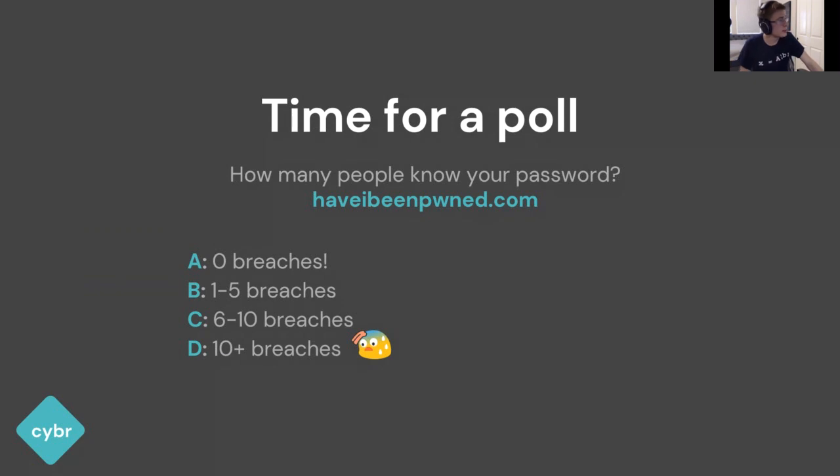So I'm going to go ahead and end polling. The results are as follows. There are 4 people who have been in 0 breaches. Good job, 4 people. There are 9 people that have been in anywhere from 1 to 5 breaches. And there are 2 people who have been breached over 10 times, including Breadbot, who has been breached 21 times. Good job, Breadbot. Oh, it turned into 10 people with 1 to 5 breaches.